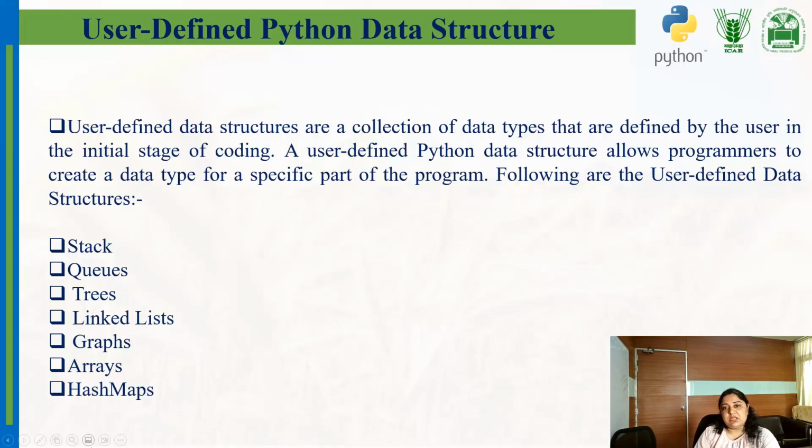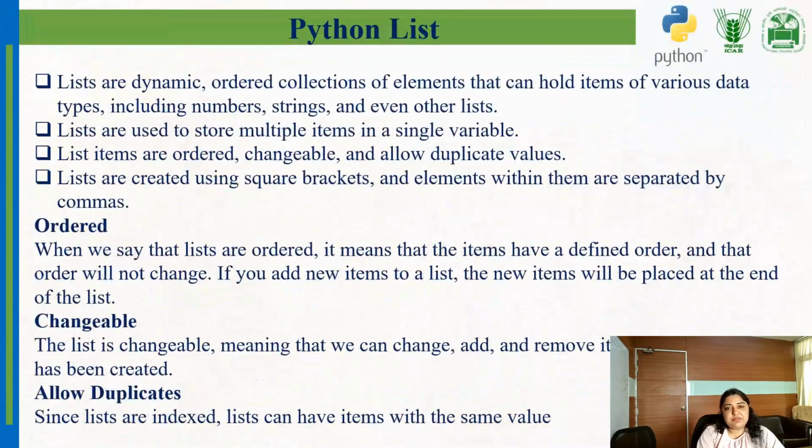User-defined data structures are a collection of data types that are defined by the user in the initial stage of your coding. These data structures allow the programmer to create a data type for a specific part of the program. These data structures are stack, queues, trees, linked list, graph, arrays, and hash maps. These have some different properties, which we will discuss. Firstly, we have the Python list. A Python list can store multiple values in a single variable, and it has different properties.